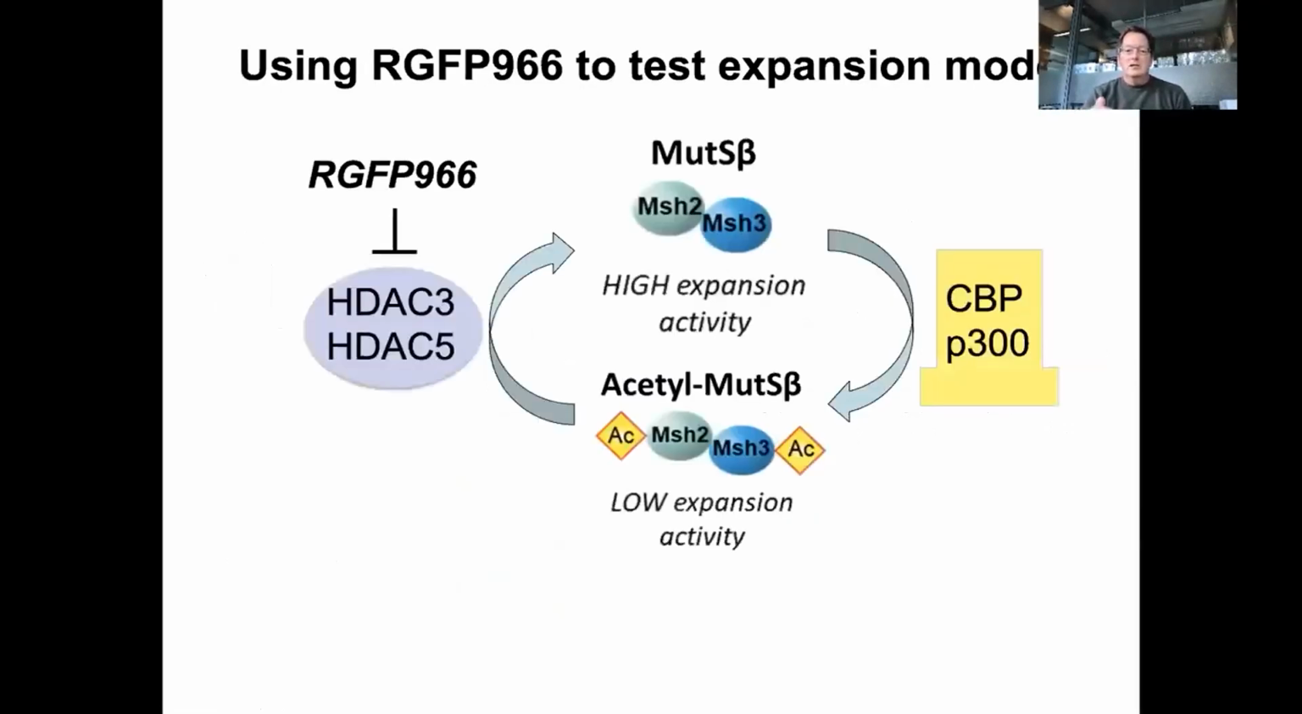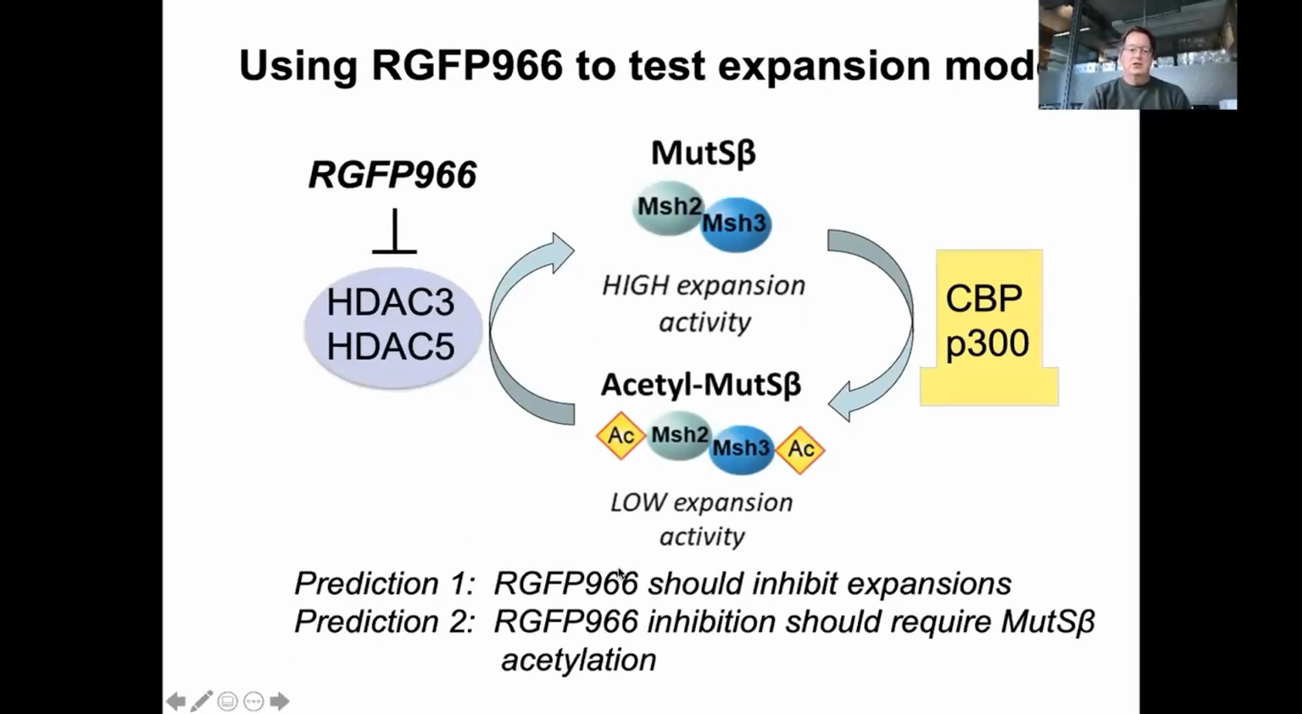So how can we use this in our cell experiments? We can now modify our model a little bit and say, if we put in RGFP966, that now inhibits HDAC3, we should now inhibit this deacetylation process and therefore inhibit the ability of the system to drive expansions. So the first prediction is 966 should inhibit expansions. The second one, which is harder to prove, but we did it, is that 966 inhibition should occur via the mu-beta protein. So it's in this system that mu-beta is the key target and not something else.